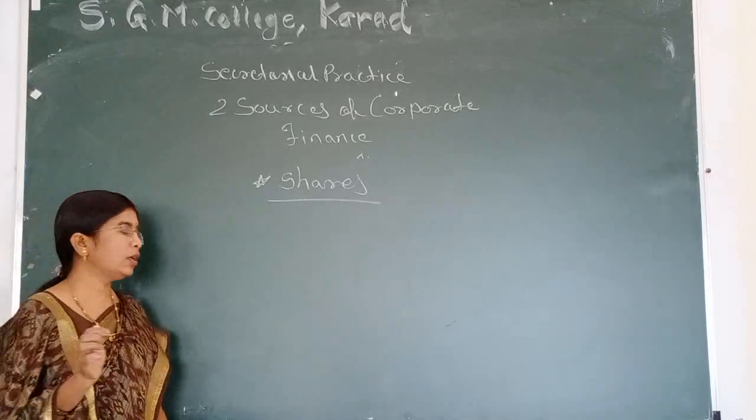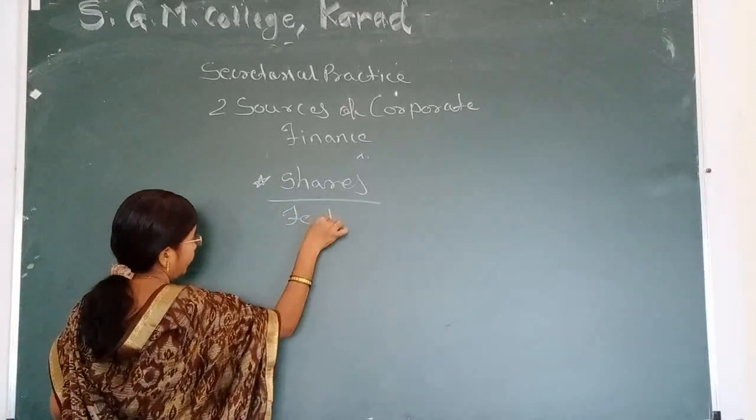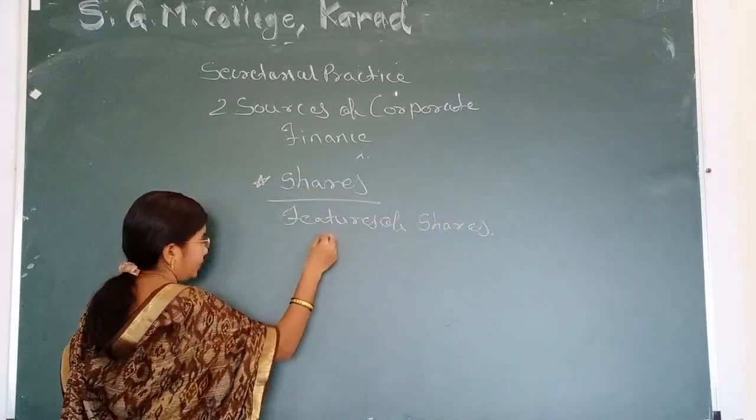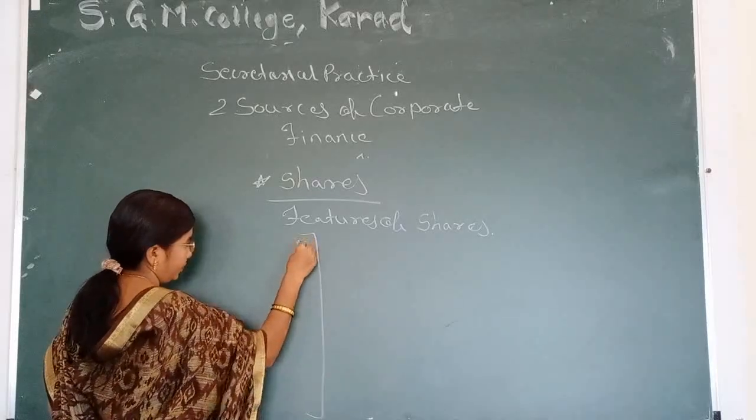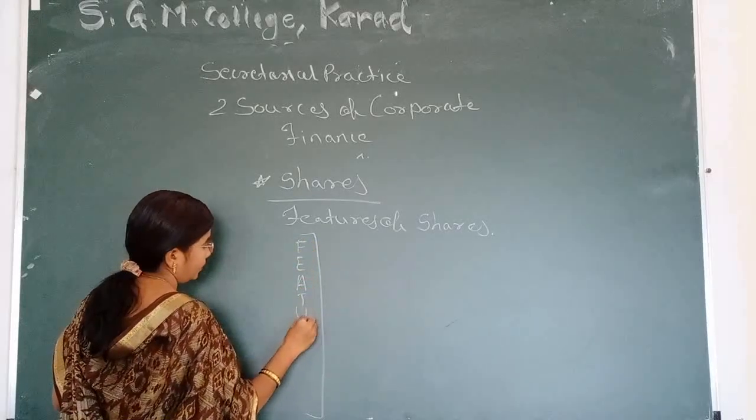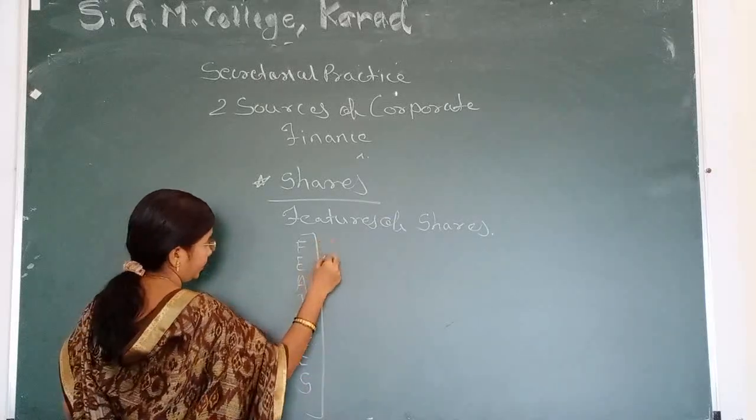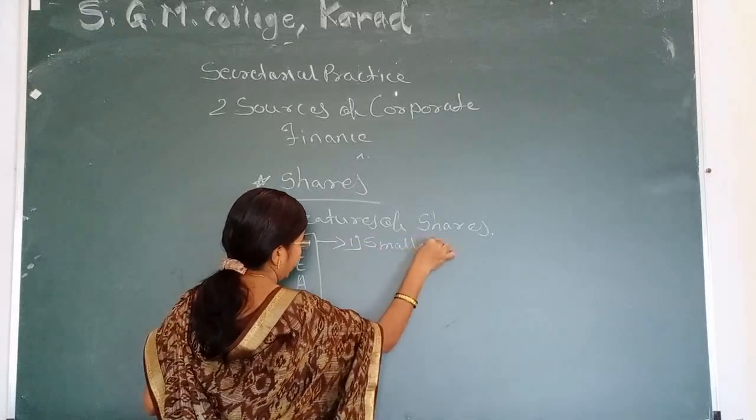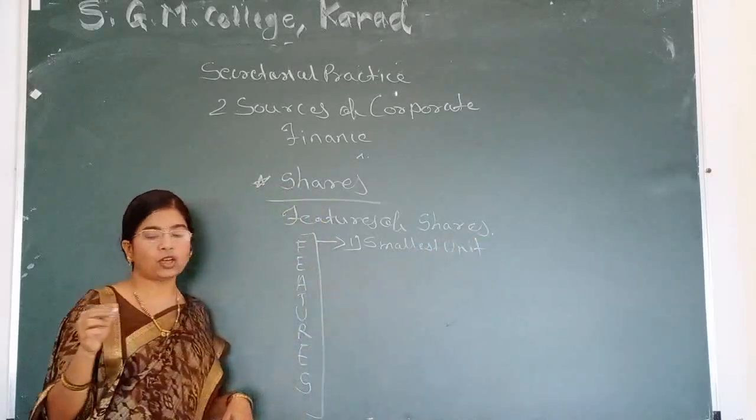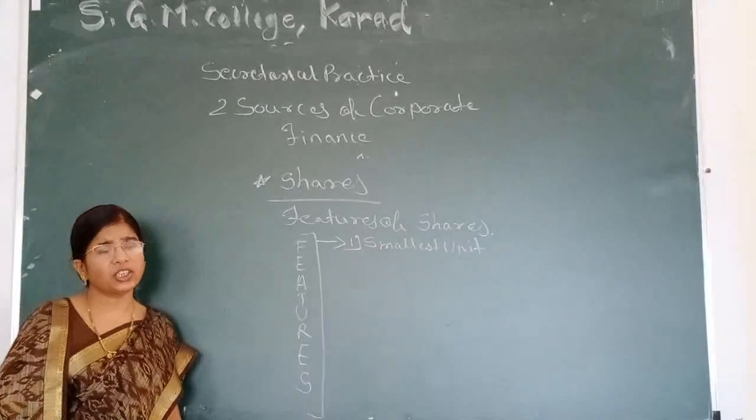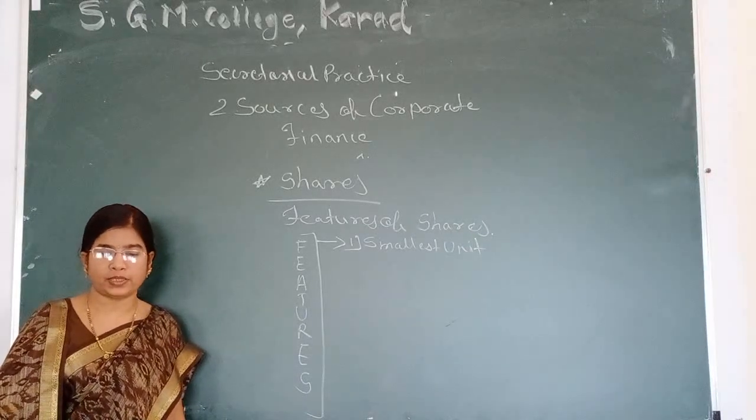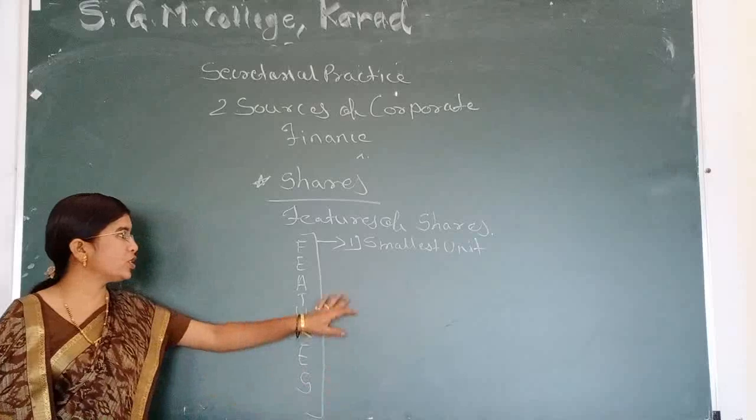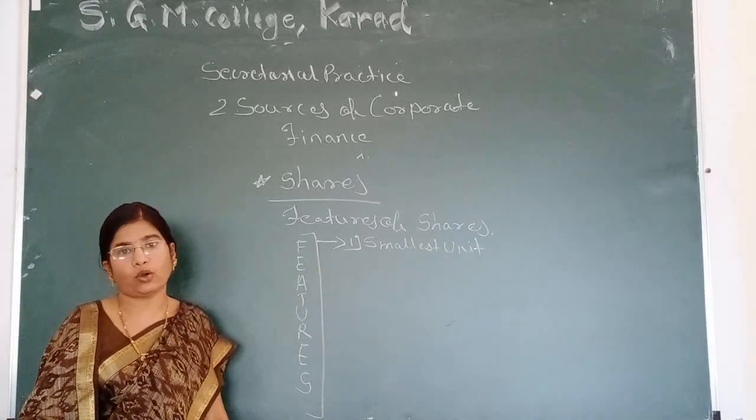Now we are going to see the features of shares. First feature of shares is smallest unit. Share is the smallest unit of total capital of a business organization because share capital is divided into small parts of shares.